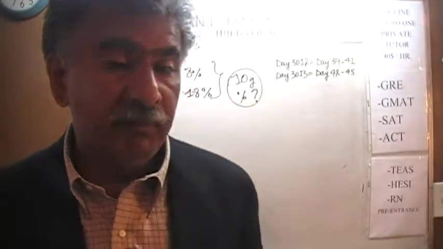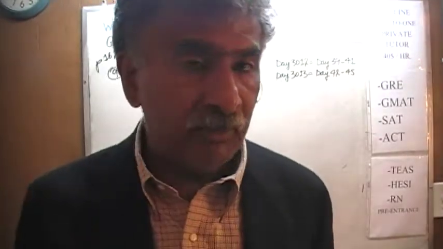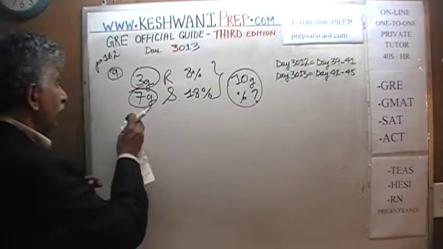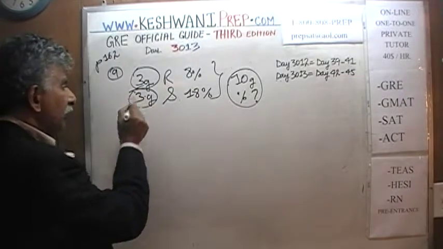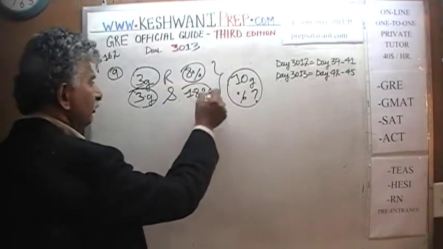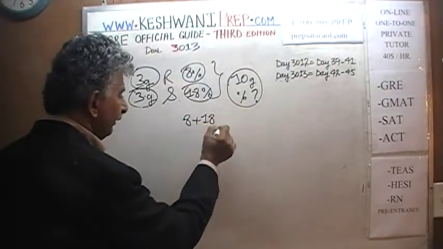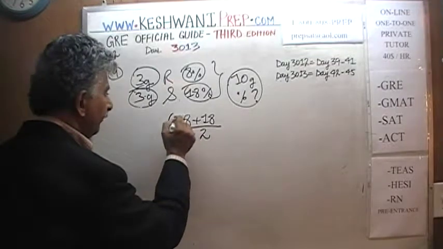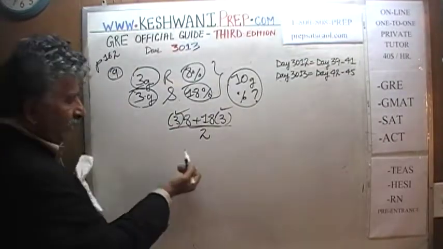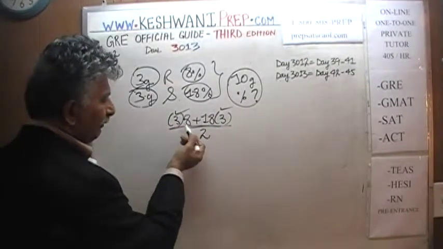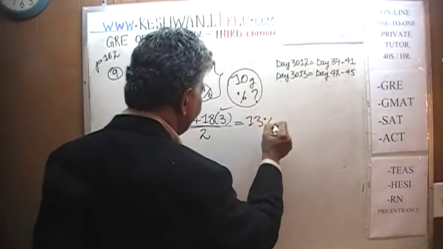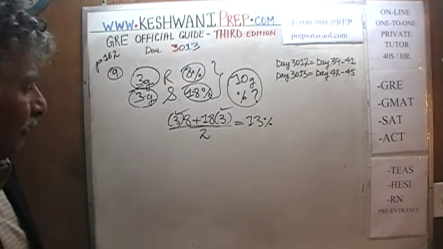What would be the concentration if it were 1 and 1? If they are equal amounts, instead of 3 and 7, if we had the same amount, let's say 3 and 3, what would be the concentration then? In that case, the concentration would simply be the average of these two numbers. 8 plus 18 divided by 2, because we have 3 of this and we have 3 of this. They have the same weights. In which case, the answer is very simple. 8 plus 18 is 26, divided by 2, which is 13%. That is the case when they had equal amount.